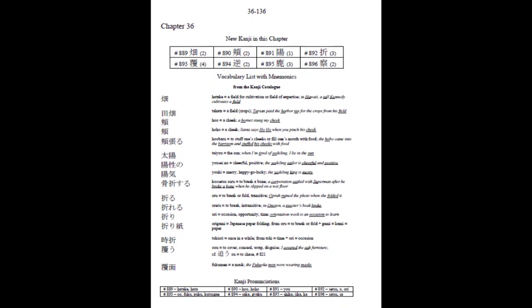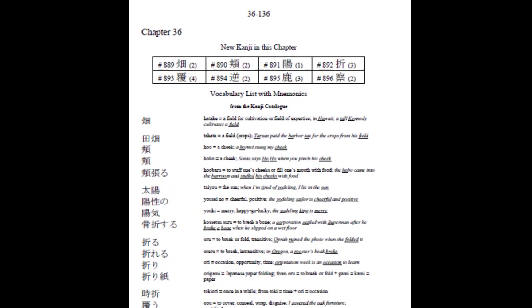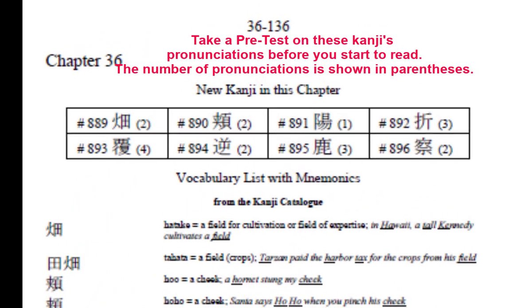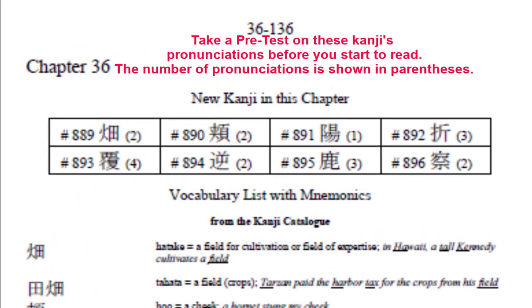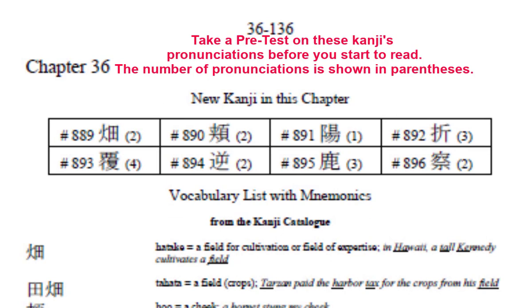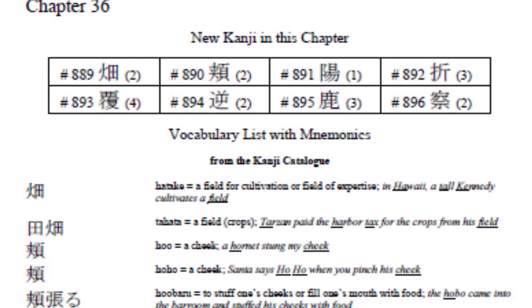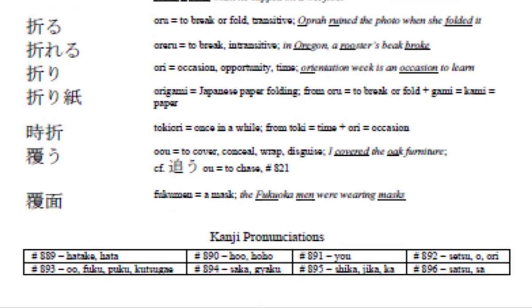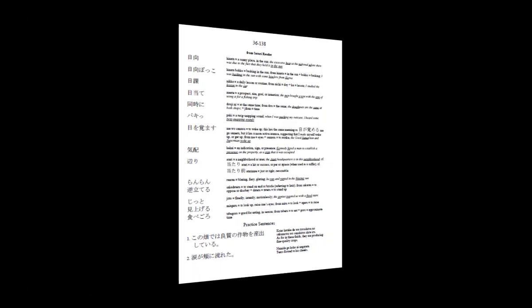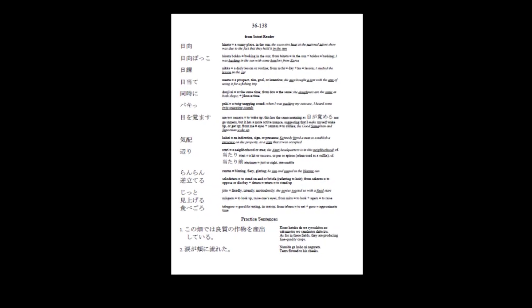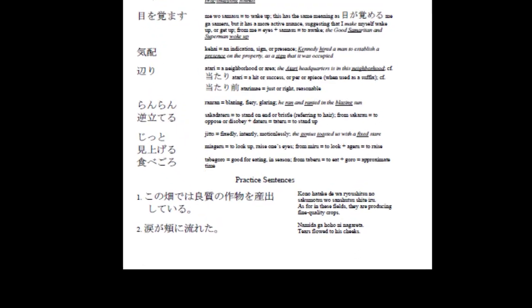Like all of the chapters, this one introduces 8 new kanji in a table at the beginning, and you're asked to take a pretest and test yourself on the different possible pronunciations of these 8 kanji before you start to read. The answers to this pretest are contained in this second table at the bottom of the first page of the chapter. After you take the pretest, you are asked to read vocabulary terms followed by practice sentences.